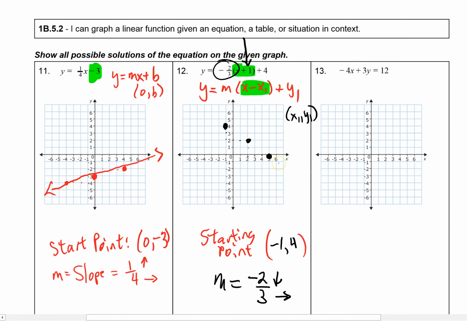If I go down 2 again, I won't be able to go 3 steps to the right. I'm out of space. But I could go back up to my starting point and go up 2 and go 1, 2, 3 steps to the left. Connect those, and please put arrows on them. So again, this is how we'd graph with point slope.